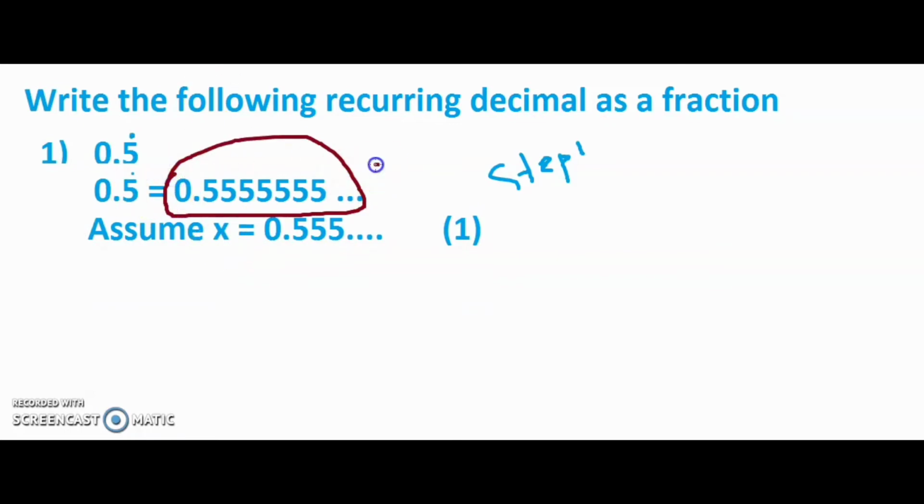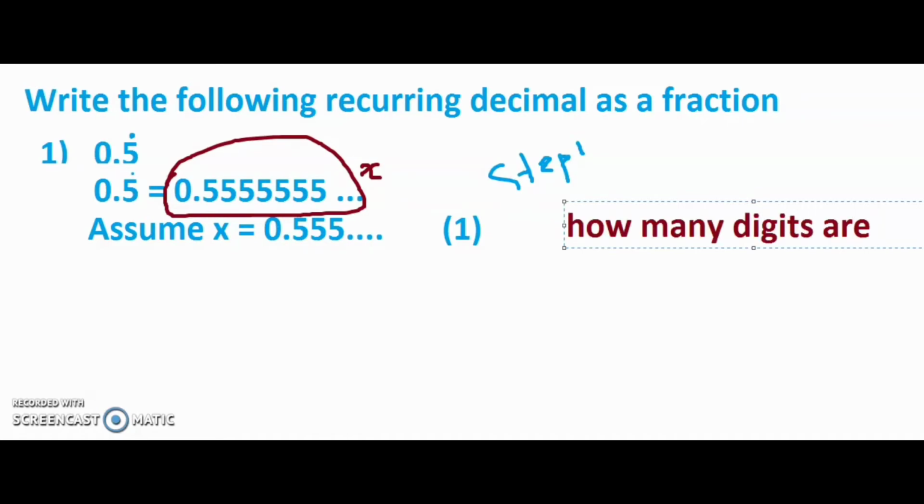The next step is to check how many digits are repeating. You can identify only one digit is repeating. Which is that digit? Yes, number 5. Which digit is repeating doesn't matter. You need to check how many digits are repeating. Only one digit is repeating here, isn't it? So based on that, we are going to find a number.